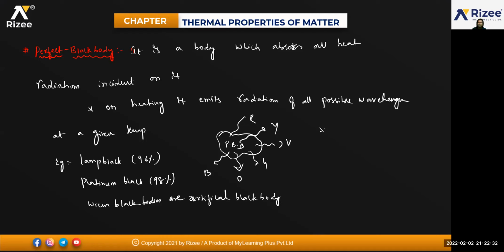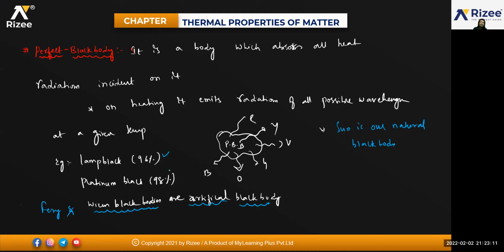And what is our natural black body? Can anyone tell me? The Sun. The Sun is our natural black body. So what is an artificial black body? Ferry's black body, you can write, and Wien's black bodies are artificial black bodies.